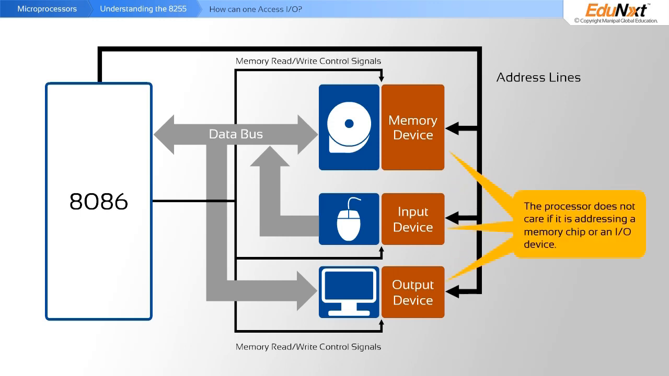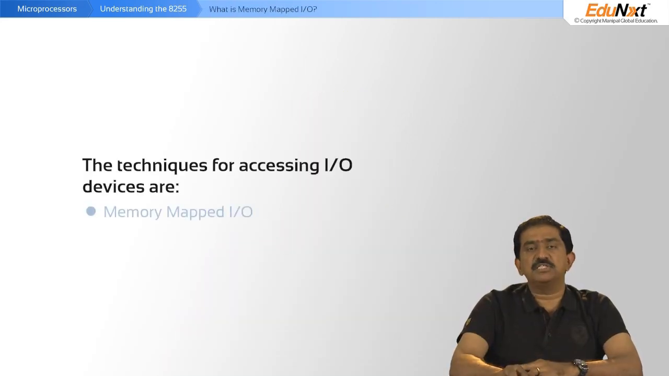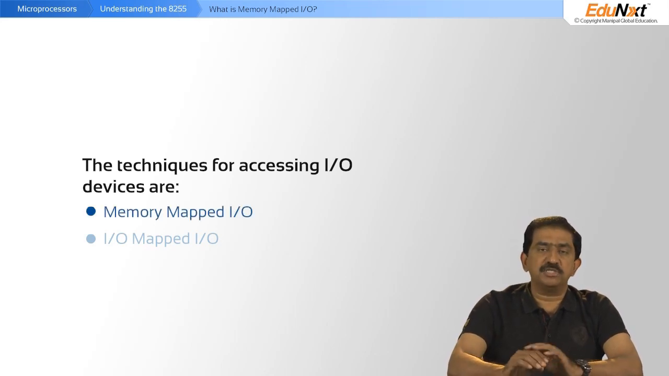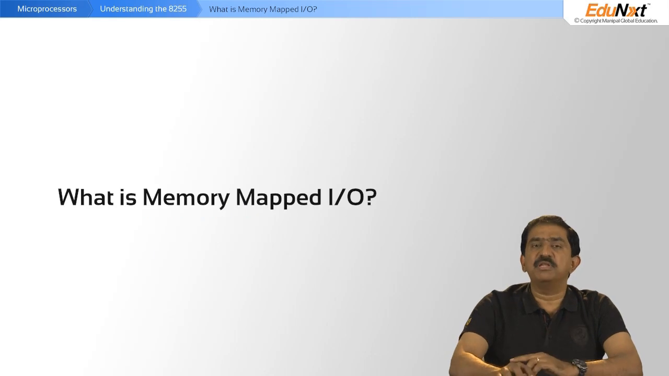And the processor really doesn't care whether these are memory devices or I/O devices. As long as the processor gives or gets data at the time that it needs it, it's really just another source of information for the processor. But there are various techniques for accessing such I/O devices. The first one is called a memory mapped I/O. So what does a memory mapped I/O mean?